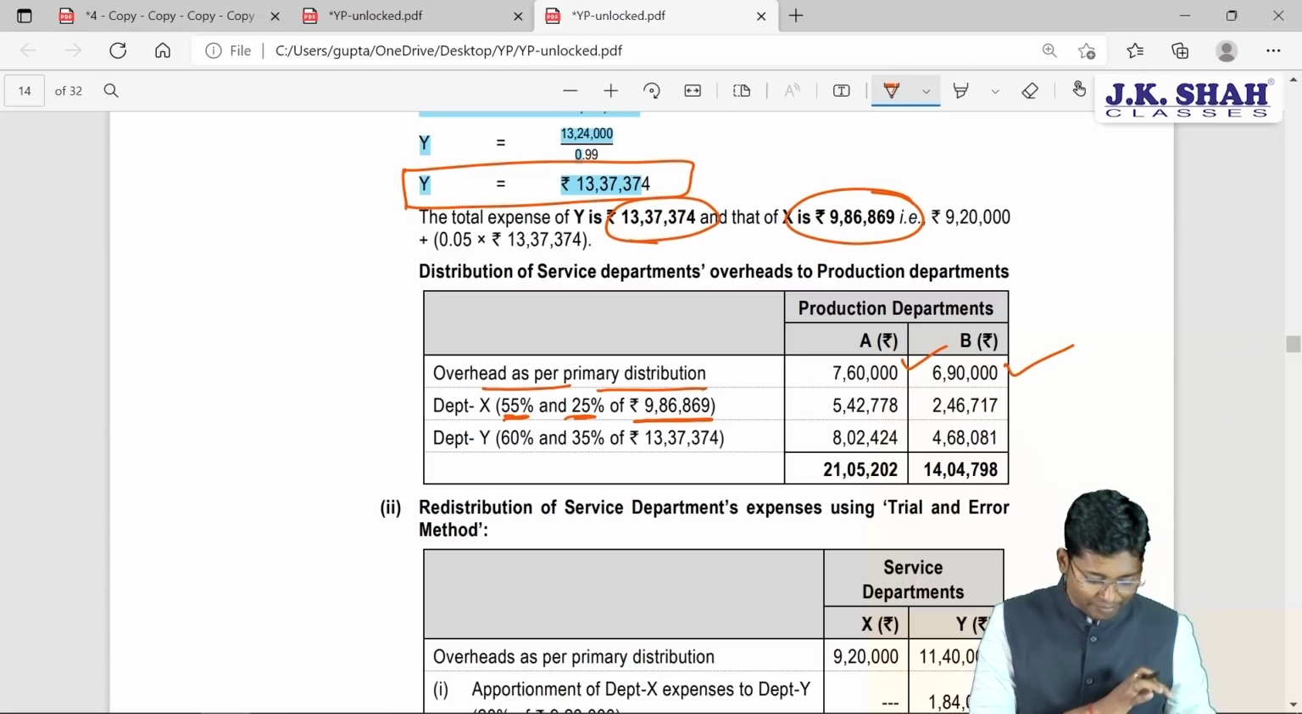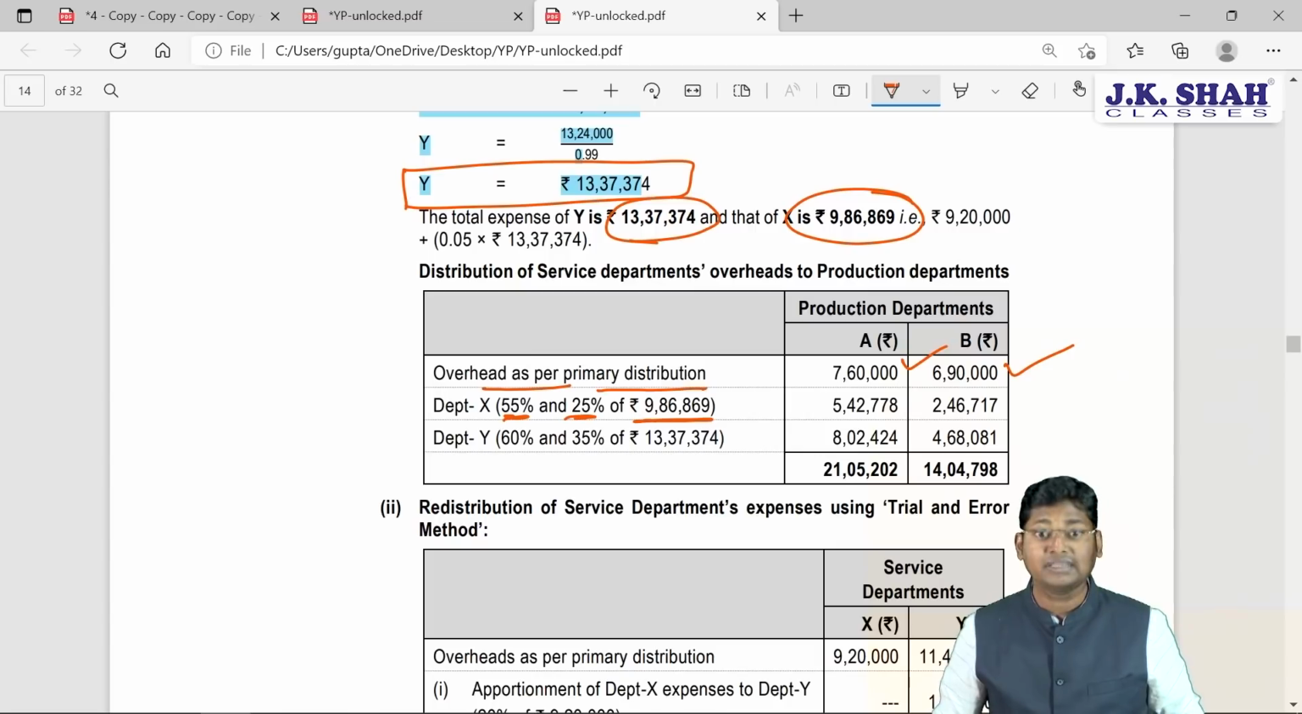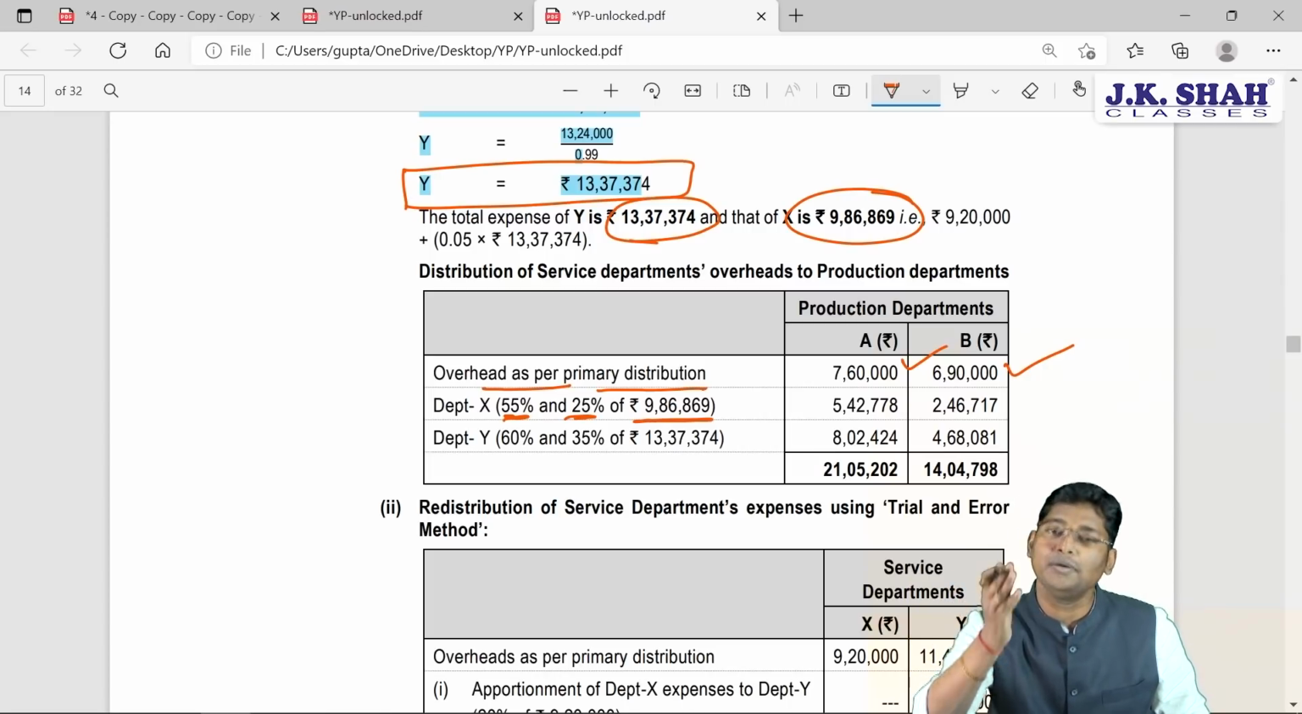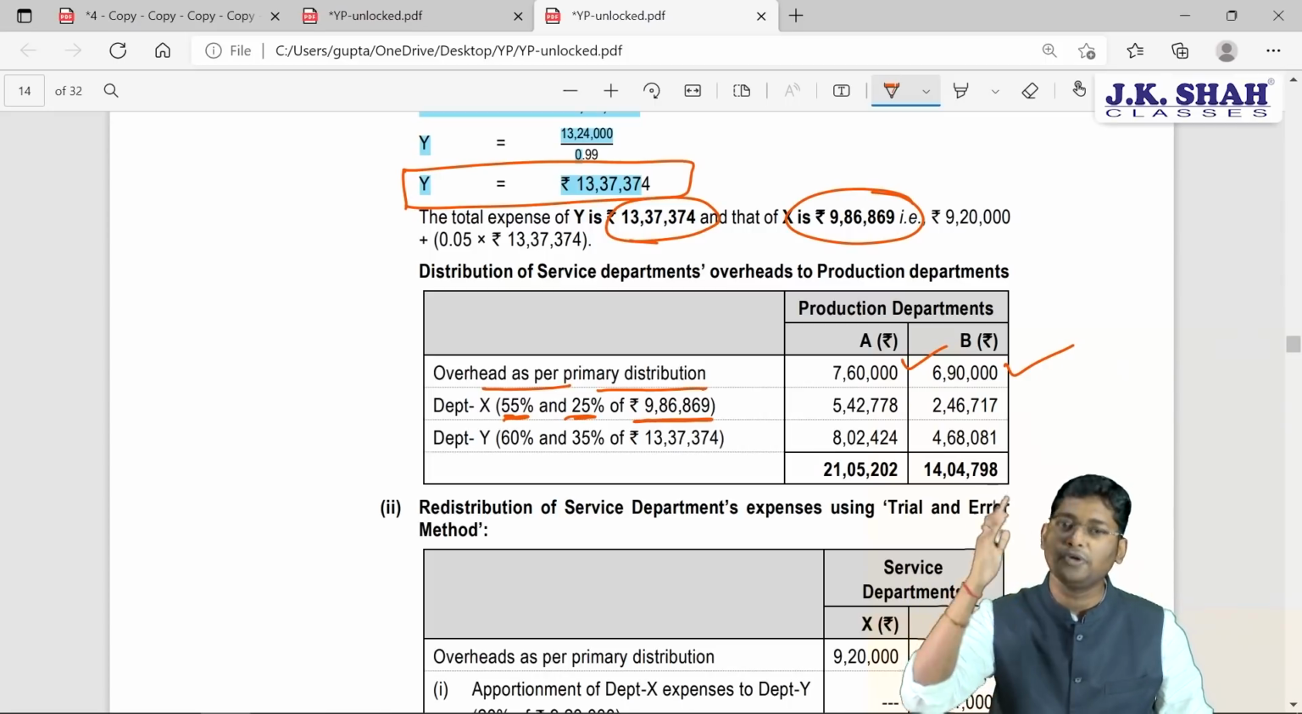Now some students calculate like this: 9,86,869 into 55%. Sir, yes, the amount is computed. Exactly 55% you are going to put in A, 25% we are going to put in B, and the remaining we are going to put in the Y column. They haven't given this in the suggested answer, but according to our practice, according to our solution, the remaining amount we are going to put in the Y column.